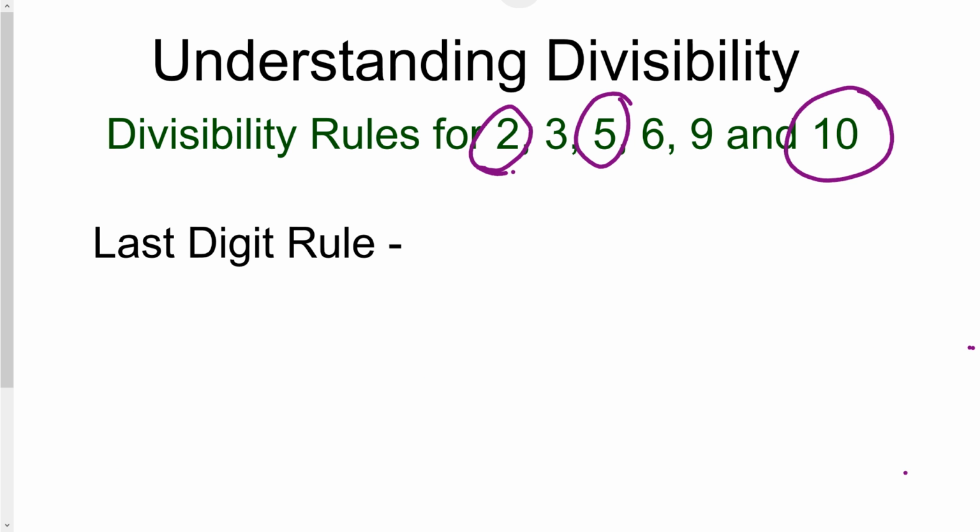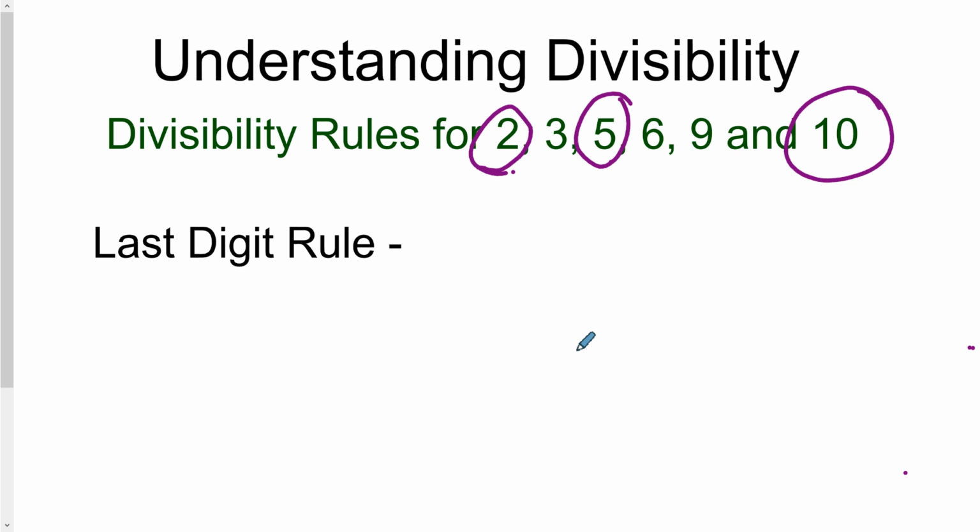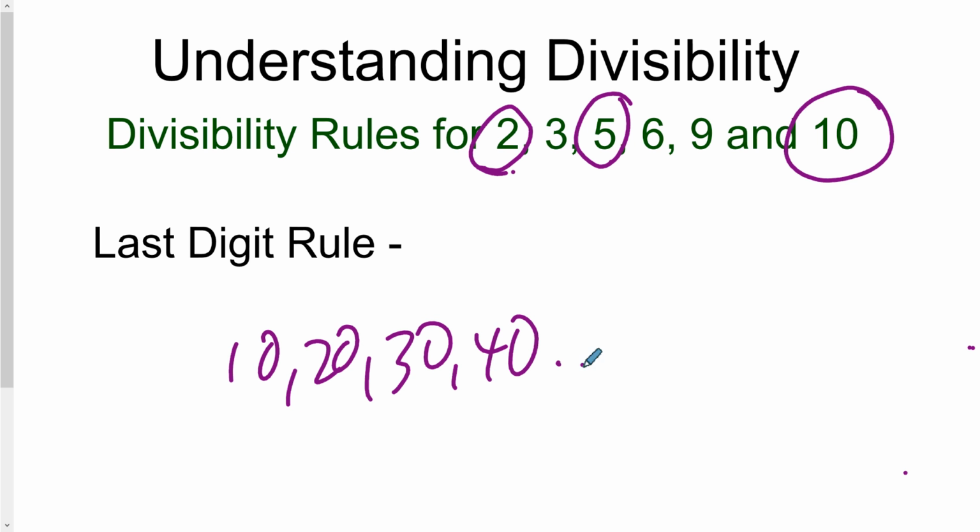Now let's take a look at our 5s. 5, 10, 15, 20, 25, 30, and so on. What do we notice here? 5, 0, 5, 0, 5, 0, and so on. So if it ends in a 5 or a 0, it's divisible by 5. And then finally, our 10s. 10, 20, 30, 40, and so on. They always end in that 0. So our 10s are that.